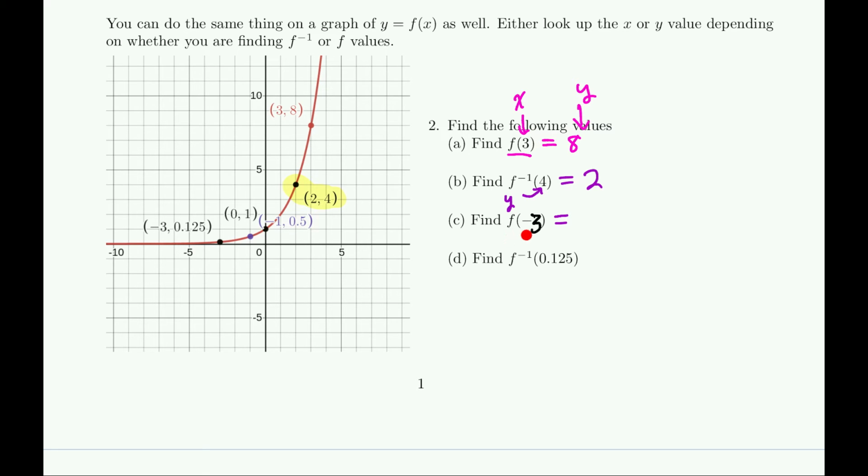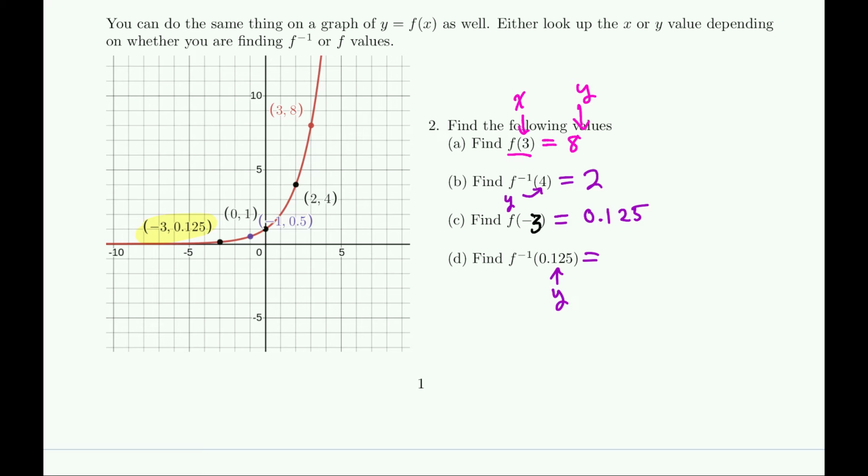This one, f of -3, this is f. So since this is f, this is an x. X is -3. So you're looking for x equals -3. You'll find it right here. So this did say -2, right? And if you look, I forgot to label that point, so that's why I just changed that. So f of -3, x is -3. There it is. The y value will be the answer. So 0.125, not 0.0125. Okay. And finally, f inverse of 0.125.